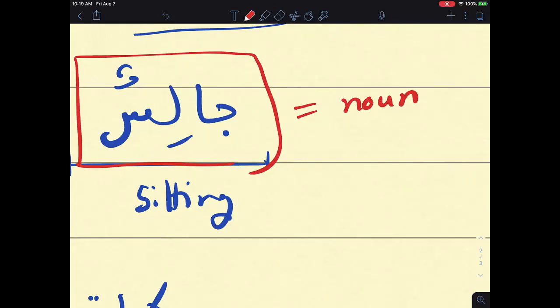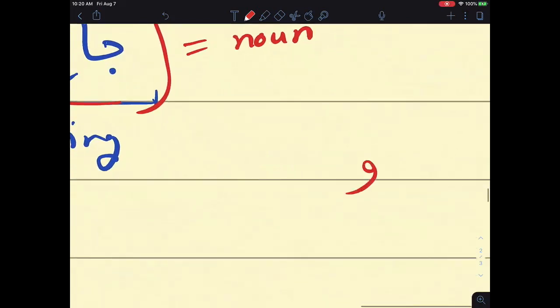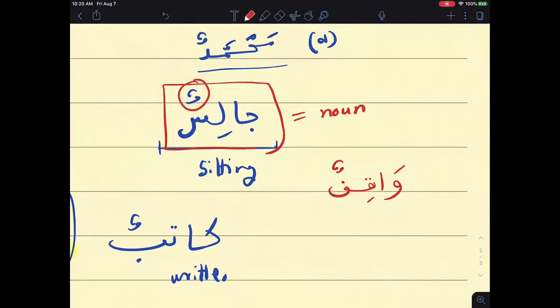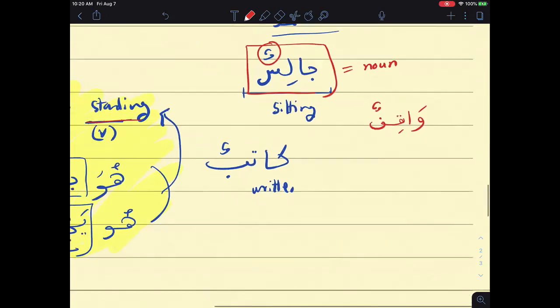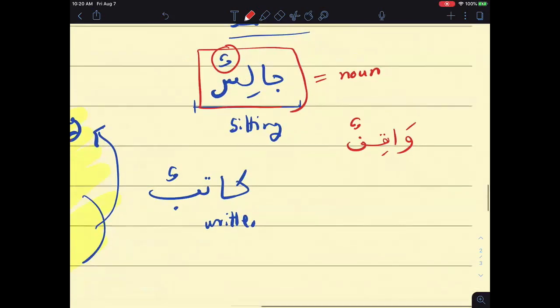Makes sense? That's why we can safely put tanween, no problem. It's the same thing. We had another one, waqifun, right? Remember waqifun? Waqifun is standing. So this is also a noun, so we can put tanween. Makes sense? But the translation, when you translate, that's a different issue. The word itself, these are nouns.